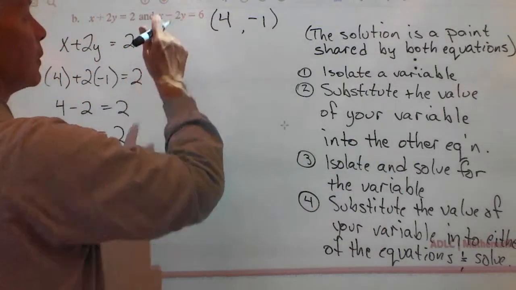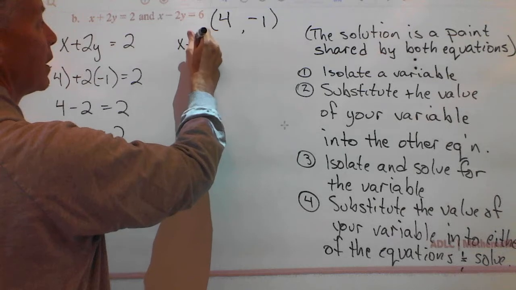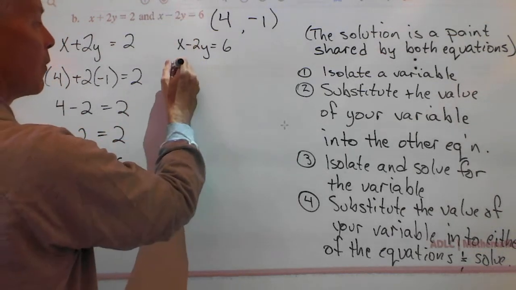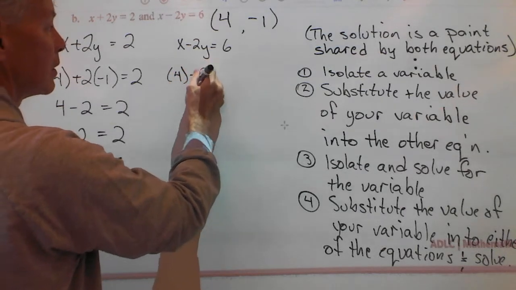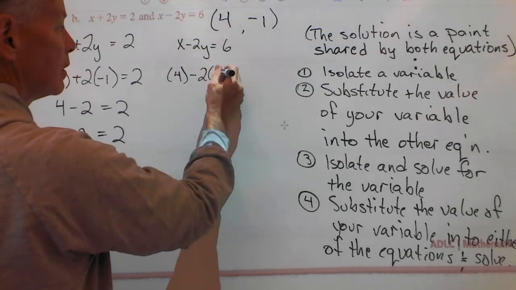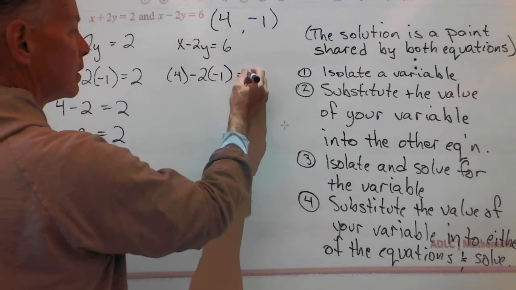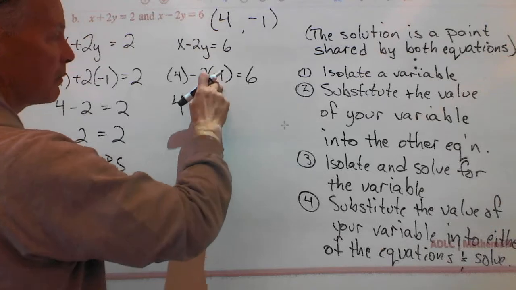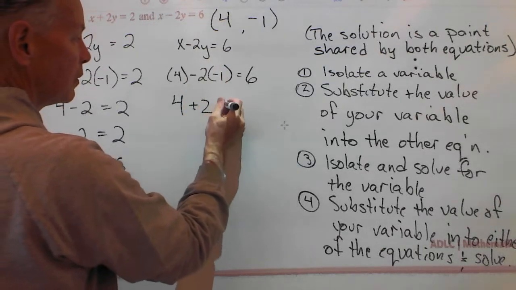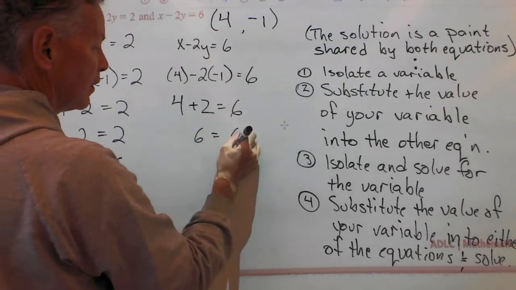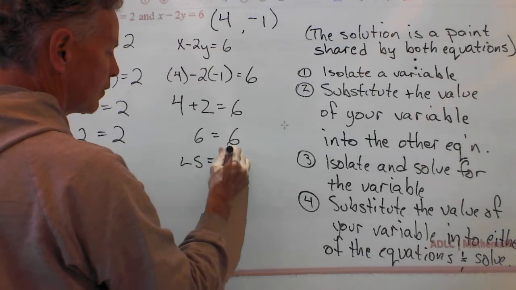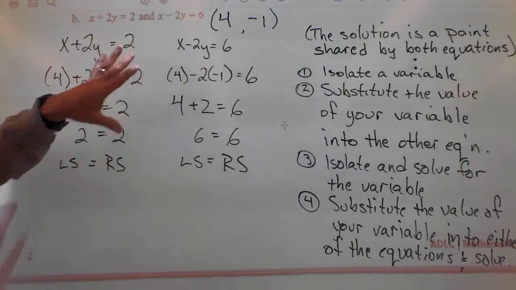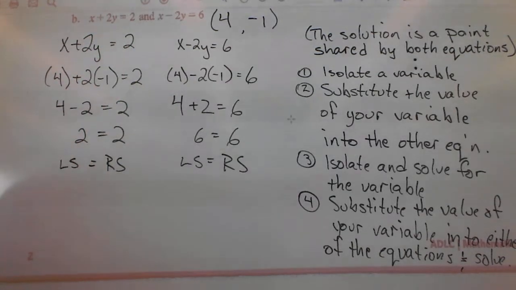Okay? So, for the second one, x minus 2y equals 6. We'll do the same thing. Sub in 4 where you see x. Sub in negative 1 where you see y. Simplify. 4 minus 2 times negative 1 is plus 2. And again you see left side equals right side. You did it. Okay? That's the solution.